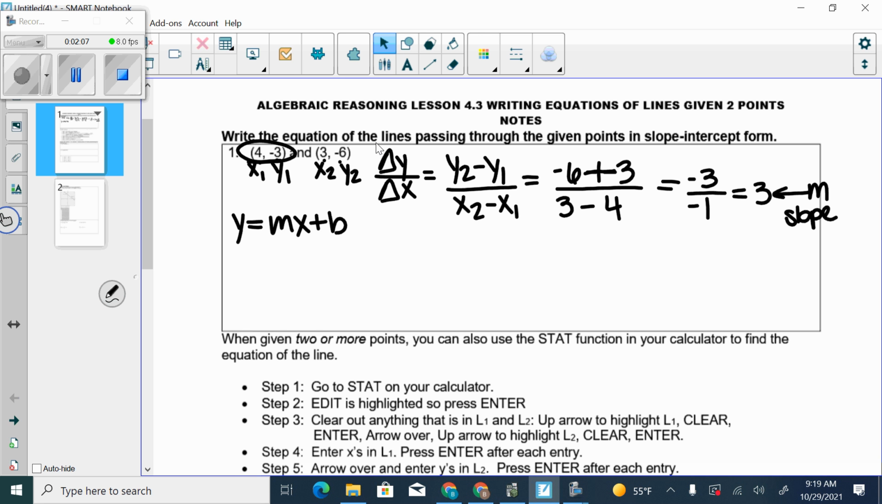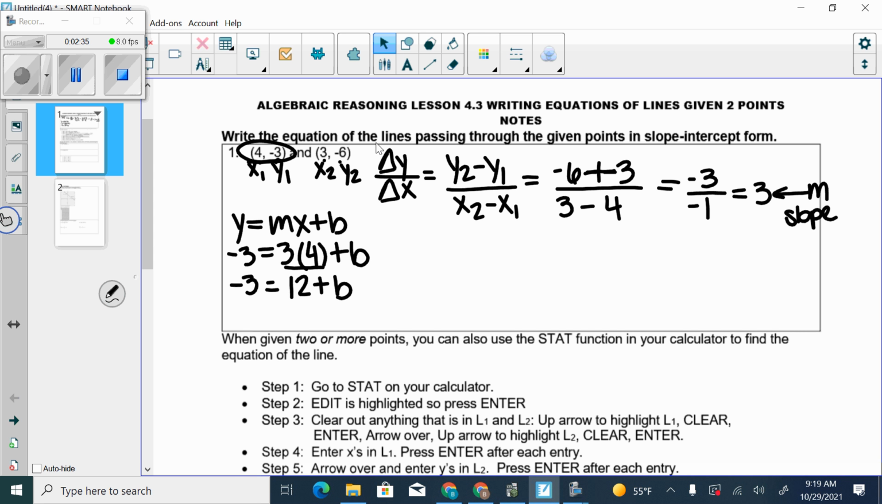So in place of y, we can plug in negative 3. We just found out that our slope m was positive 3. In place of x, we can plug in 4. And then we still have that plus b on the end. So first thing we would want to do here is multiply these two terms together. So we would have negative 3 is equal to 12 plus b.